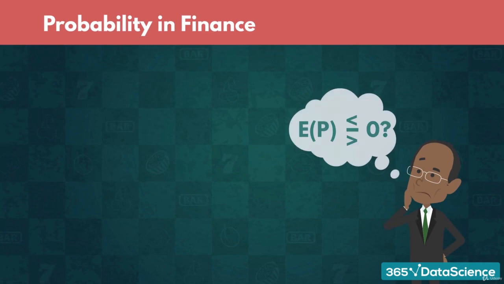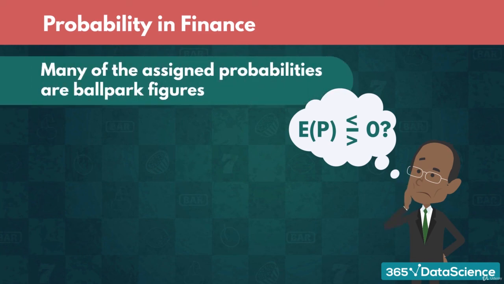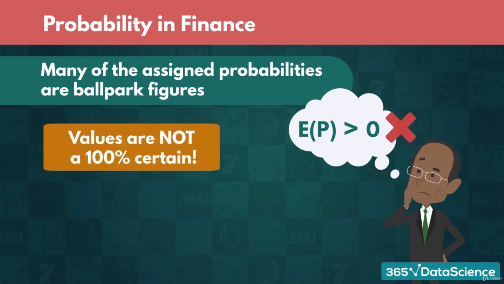Generally, investors use probability to determine whether an investing opportunity is worth their money. Knowing how likely or unlikely certain events are helps experienced businessmen make correct calls. Of course, many of the assigned probabilities for these events are ballpark figures. To elaborate, these values are not 100% certain, but rather what we predict they could be.